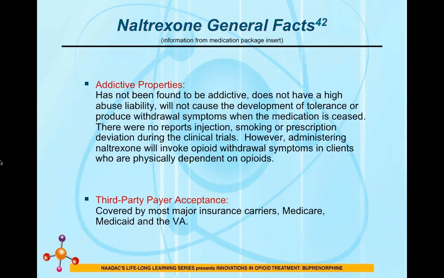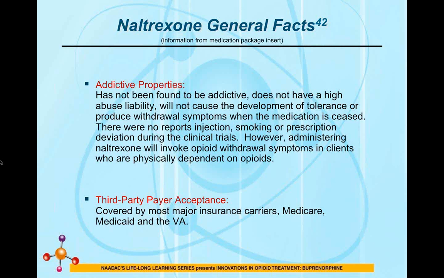So Naltrexone itself is not addictive in any capacity. It does not have a high abuse liability, and it does not cause the development of tolerance, or produce withdrawal symptoms when the medication is ceased. It doesn't produce any euphoria. It doesn't produce anything at all. Remember on that diagram that I showed you of a line going all the way up to death, that's agonist, and then a partial line going in the middle, that's a partial agonist. But Naltrexone is an antagonist. It was that line going all the way down the bottom. It activates those receptors.